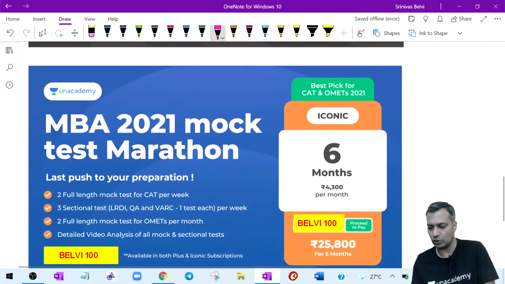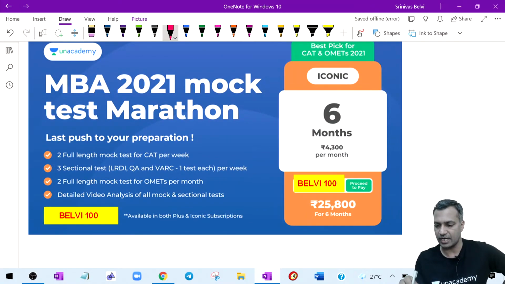And if you're appearing for CAT 21, mind you that whether you take a plus subscription or an iconic subscription, you will get the tests. So I suggest you must write two full-length tests every week. If you're serious about CAT, that is a must for you. And along with that, yes, you can take sectional tests and other tests, all of that.